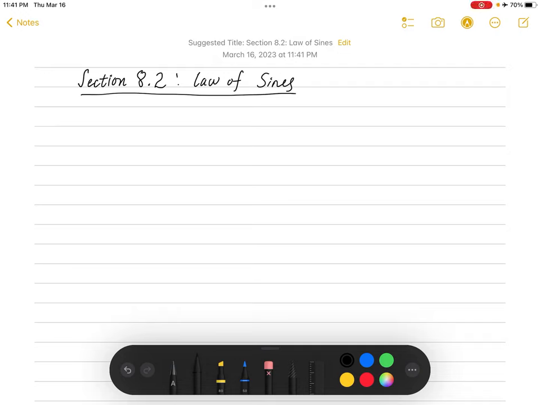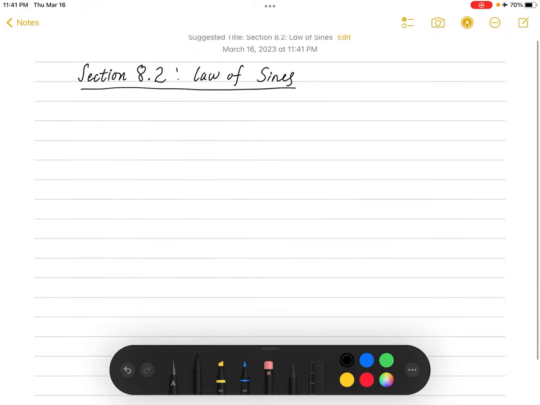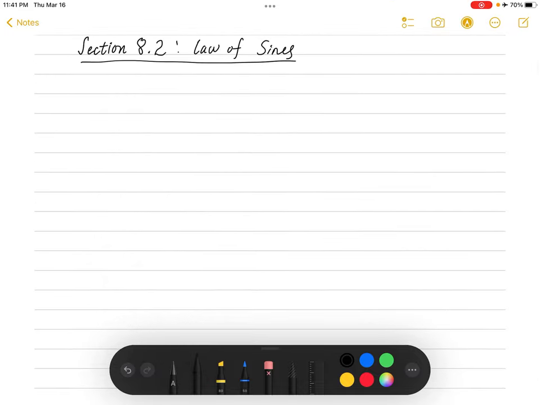So here we're starting section 8.2, which is about the law of sines. The law of sines. So let's draw a triangle. And here this triangle is not necessarily having a right angle, not necessarily having a 90-degree angle.